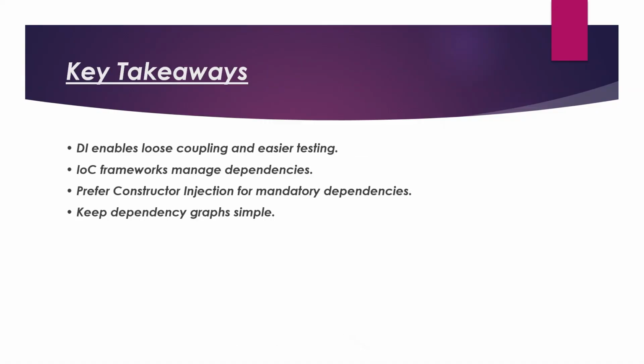Alright, to summarize everything we learned today: dependency injection allows our code to be loosely coupled and easily testable. Inversion of control is a larger principle at work, and DI is one of the most effective implementations. Constructor injection is usually the best approach for mandatory dependencies. And remember, good design is about making our code base easier to change, extend, and test. DI is a major tool in that toolbox.